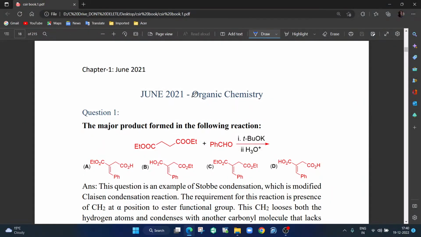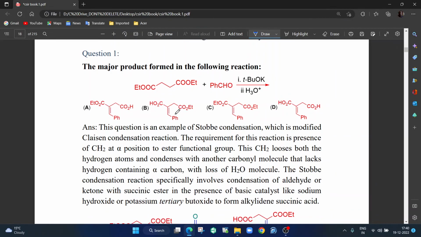Hello everyone. Let's start a new project. Let's do CSIR-NET question papers. So this I'm going to solve now is June 2021. First five questions for this video. So first question, organic chemistry questions, of course. So first question here is the major product formed in the following reaction.